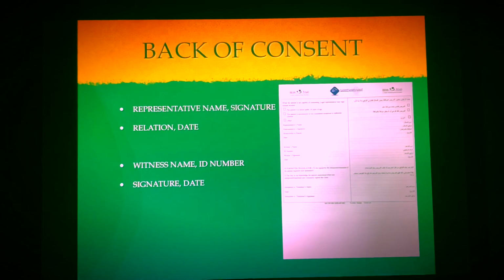At the back of the consent, if the patient is a minor, the representative name and signature and the relation to the patient must be stated, and also the date should be written. Below is the witness name, which is the nurse, the ID number, the signature, and the date.